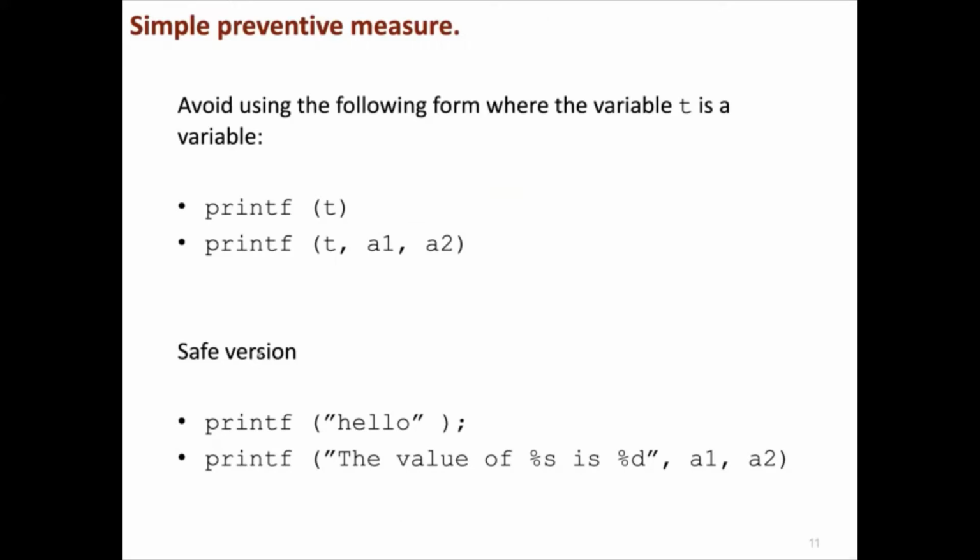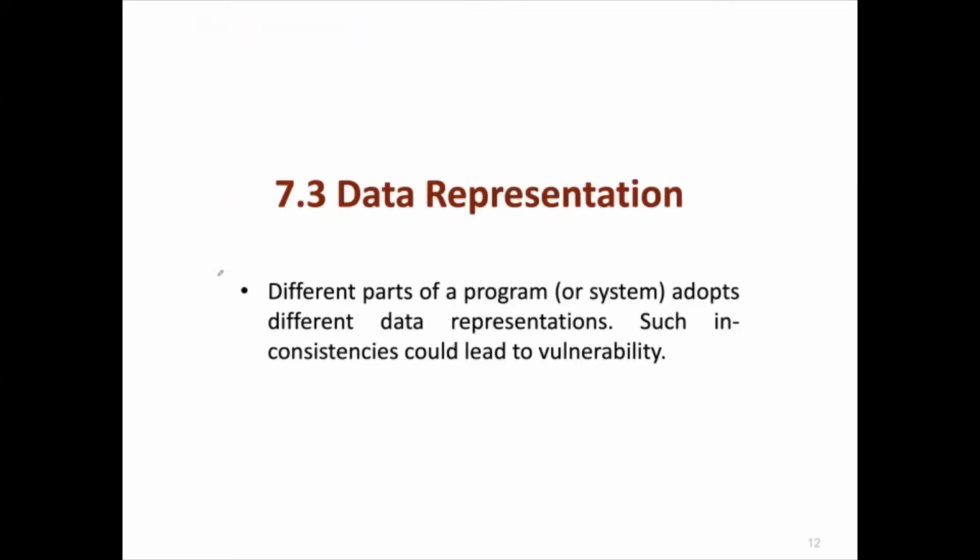Let's look at another example: data representations. Different parts of the program may use different data representations. Such inconsistency could lead to vulnerability. Let's give examples. String: there are many ways to represent a string. A string is different from an array. A string has variable length. Some strings are long, some strings are short.